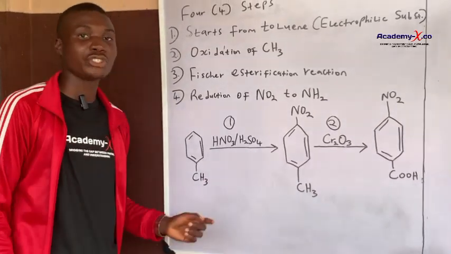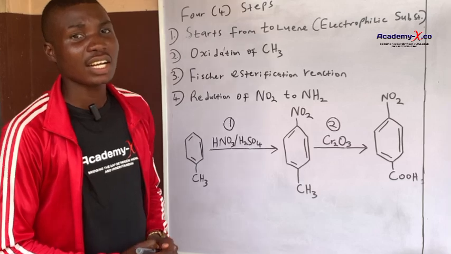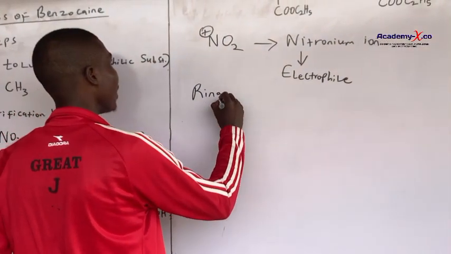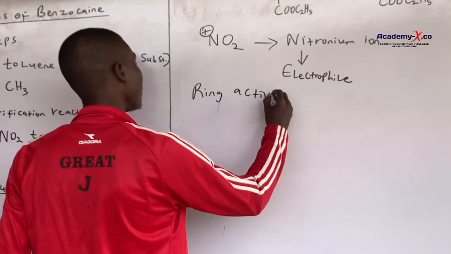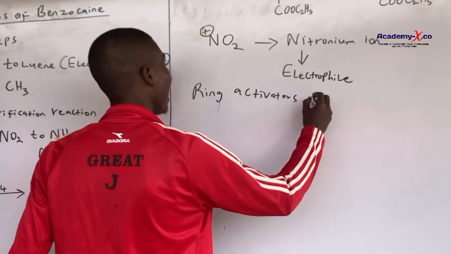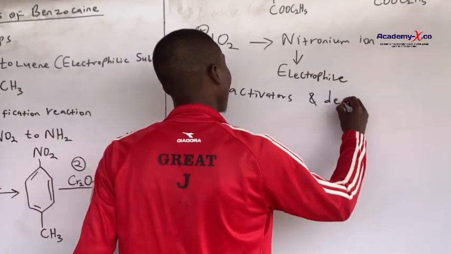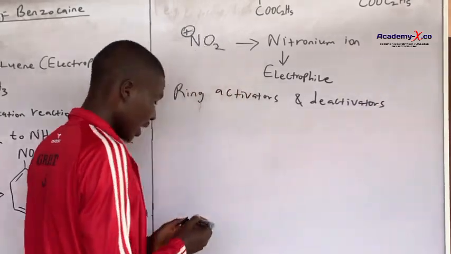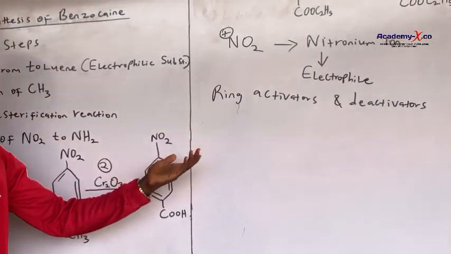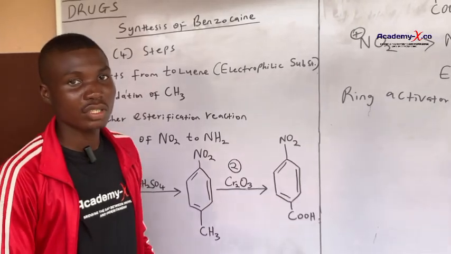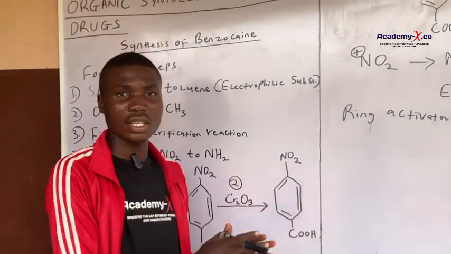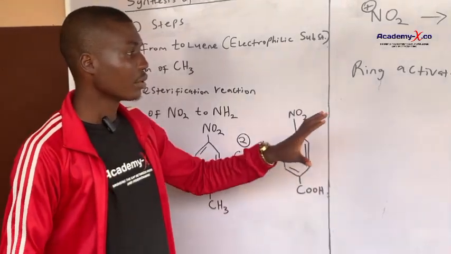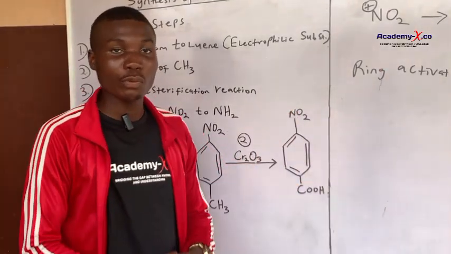All right, so in the toluene ring, that's the methyl benzene ring, what we have here is CH3. Prior to this time, you most likely have seen what we refer to as ring activators and deactivators. In case you have not heard or seen it yet, there are videos that will explain that to you, but I'm going to be giving you a brief overview of what we have here.